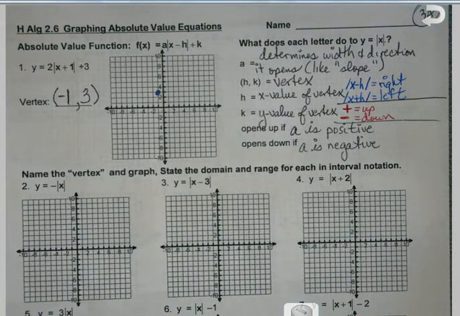Well, how do I figure out the other points? Well, there's a couple of things you could do. But again, I want to keep this as simple as possible. So I'm going to use my S word here, use slope.